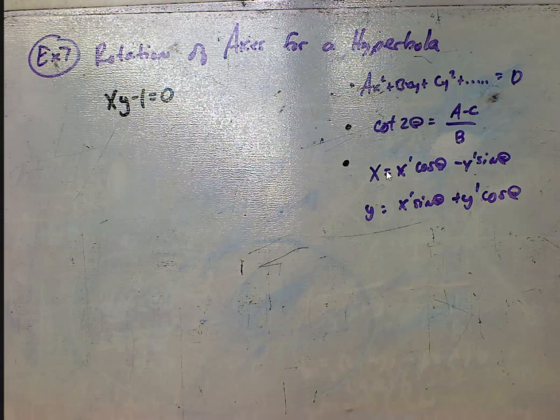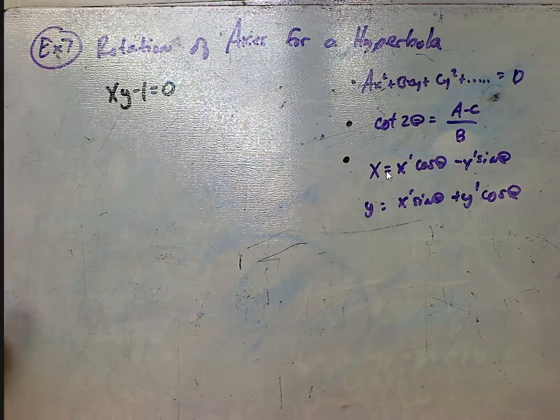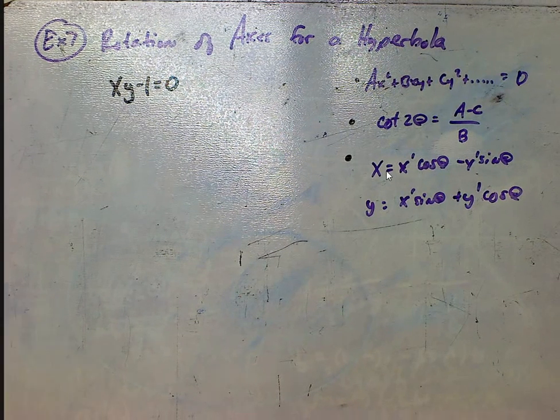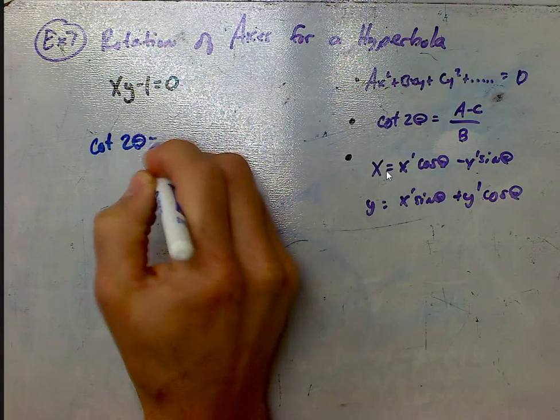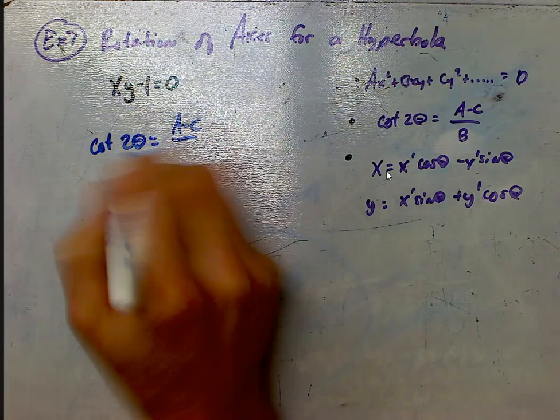Okay, for example 7, we're going to rotate the axis for a hyperbola, and then we're going to graph the hyperbola. Alright, we're in the form xy minus 1 equals 0 as our equation to start out with. And we have to follow this formula. Start with cotangent of 2 theta equals (a minus c) over b.